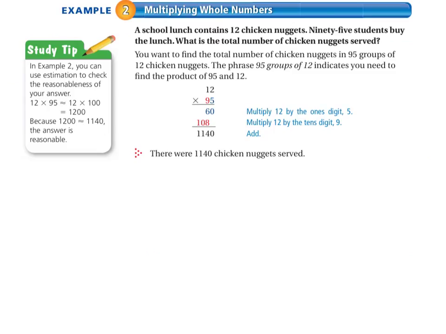Okay, multiplying whole numbers is very similar. A school lunch contains 12 chicken nuggets. 95 students buy the lunch. What is the total number of chicken nuggets served? So if each student gets 12 nuggets and there are 95 students, you multiply it. Notice here in the book, I'm going to talk about how they do the work so you can see it. They start by multiplying the 5 by 12. When they do that, they say 5 times 2 is 10, so 0. They carry the 1. 5 times 1 is 5, plus that 1 that they carried is 6.